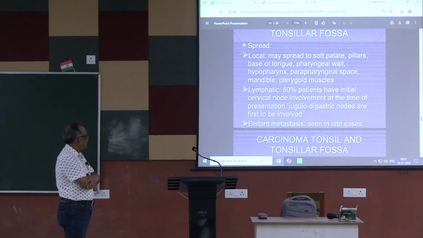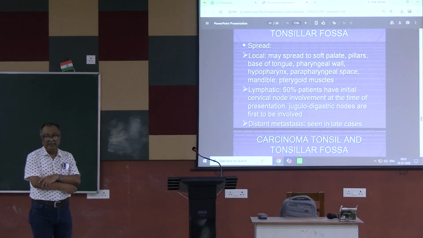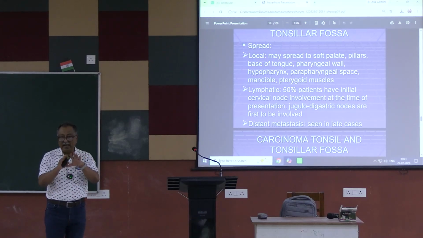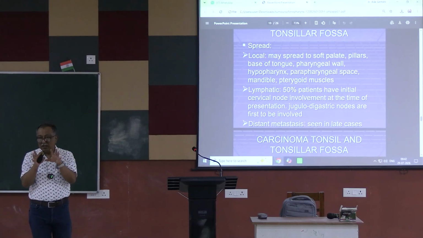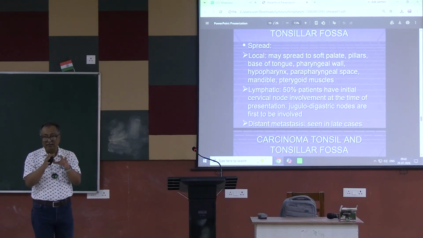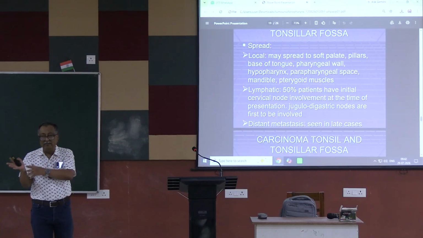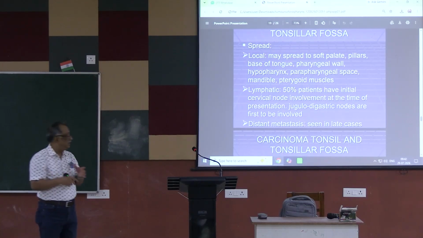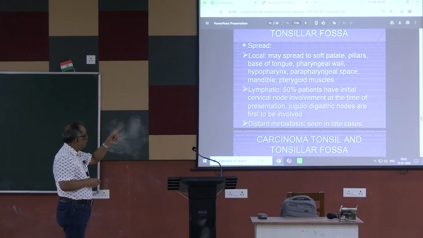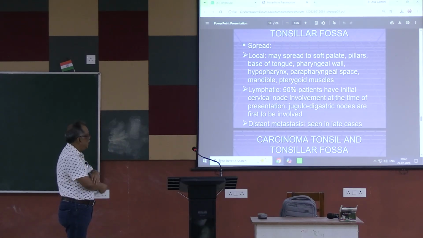Local spread: soft palate, pillar, base of the tongue. But one thing, the lymphoma generally does not spread like a squamous cell. It does not invade as an ulcerative part in the palate, in the pillar like that. But the lymphoma presents mostly as a hugely enlarged tonsil with a lymph gland outside. That is the presentation. It will involve the soft palate, the pillar, base of the tongue, pharyngeal wall, hypopharynx. That means it is outside the limit of the tonsil, and the pterygoid muscle, even the mandible.